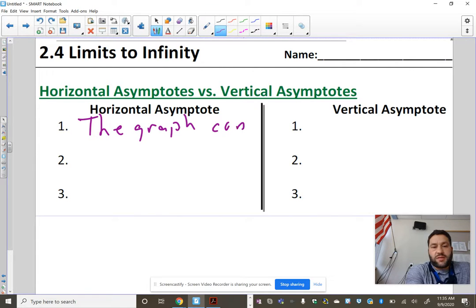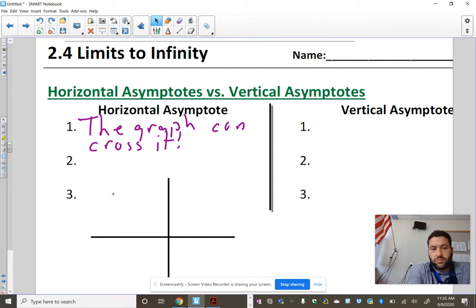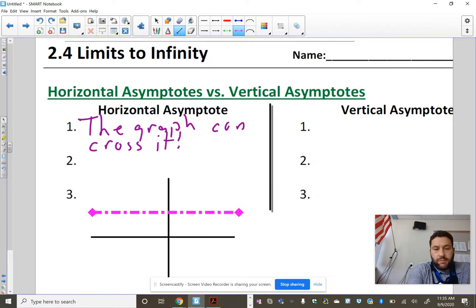can cross it. There seems to be this misunderstanding that you cannot cross a horizontal asymptote. So if we have our little graph down here, let me do a little better job than that. We have our graph, okay, and this dotted line is going to represent the asymptote. Okay, this is our asymptote, and maybe we have another one down here.